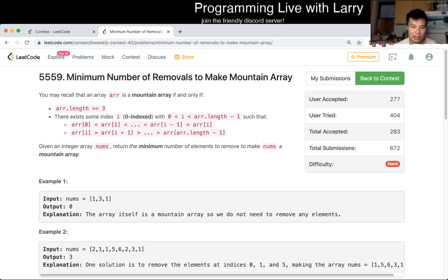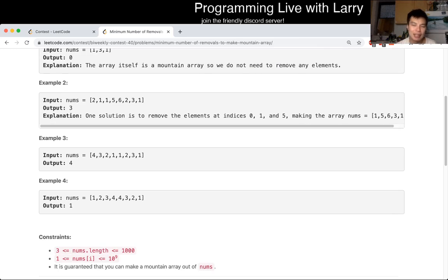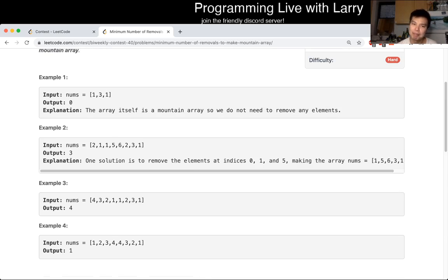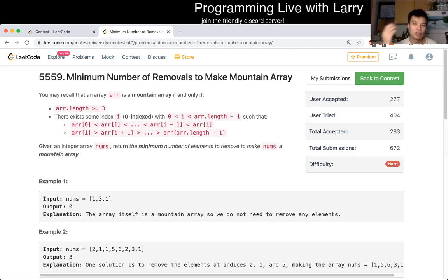And when you look at the constraints, it kind of gives it away a little bit, because given n, you know that you could do something n squared pretty easily. And that's basically what I did. I basically look at this as a longest increasing subsequence dynamic program problem, which you should familiarize yourself with. I would say that's a prerequisite for this problem.